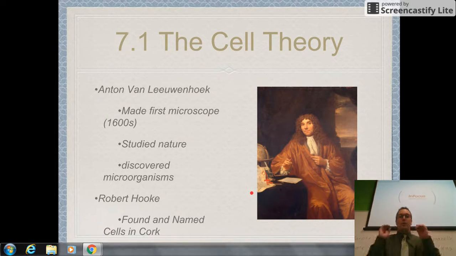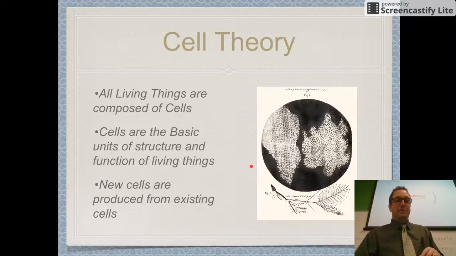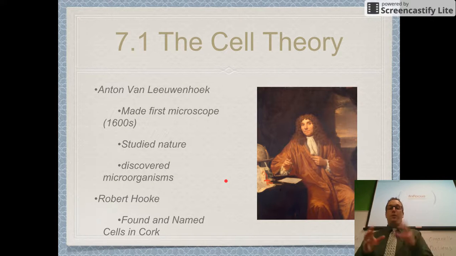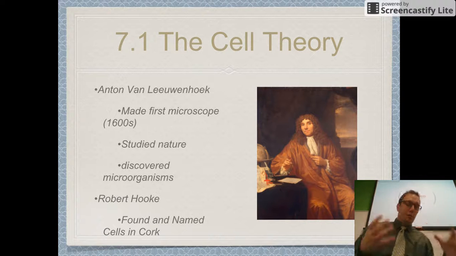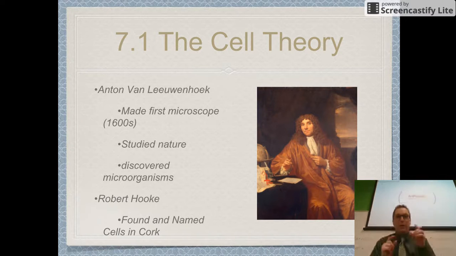Another person that was important in the discovery of cells was Robert Hooke. Robert Hooke looked at cork. And cork is a plant, and plants have cell walls. So really what he saw was all the little boxes of the cell walls. He called them cells because they looked like the little rooms that monks lived in. That name stuck, and now we call them cells, and he coined the term. It's kind of cool.